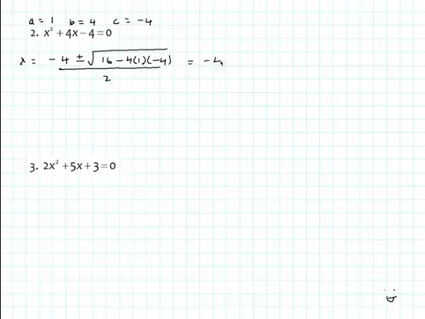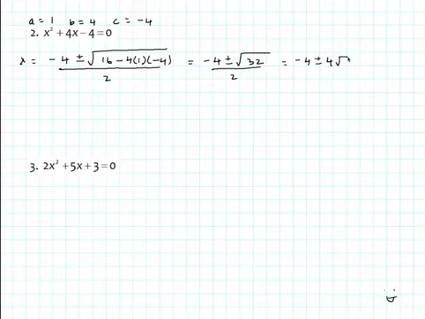X is equal to a negative 4 plus or minus the inside of that square root will work out to be a 32. Remember, that part is called your discriminant. The square root of 32 is 4 square roots of 2. And we can reduce from our triangle here of numbers and get negative 2 plus or minus 2 square roots of 2.